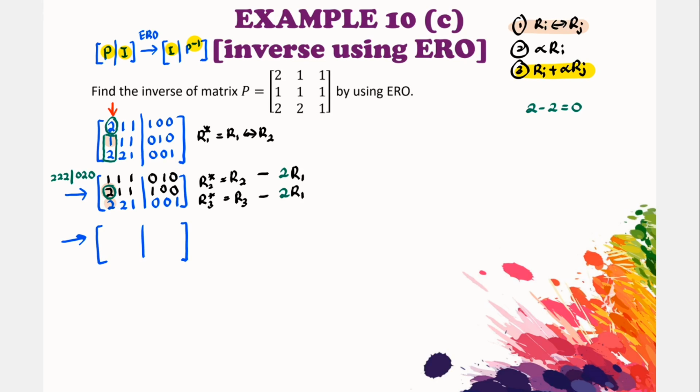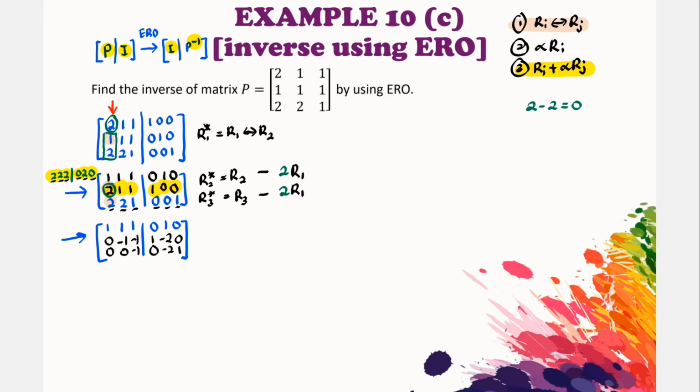Okay, so now let me write row 1 first. 1, 1, 1, 0, 1, 0. Okay, now the new row 2 will be 2 minus 2 is 0. 1 minus 2 is negative 1. 1 minus 2 is negative 1. 1 minus 0 is 1. And 0 minus 2 is negative 2. And lastly, 0 minus 0 is 0. Okay. Same goes to the third row. So 2 minus 2, 0. 2 minus 2, 0. 1 minus 2, negative 1. 0 minus 0 is 0. 0 minus 2, negative 2. 1 minus 0 is 1.